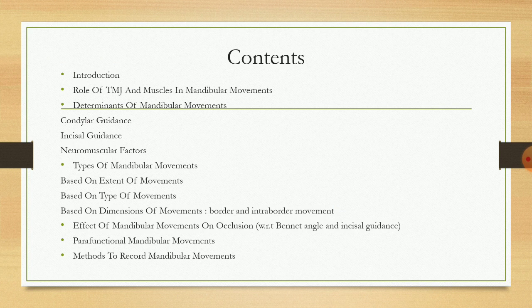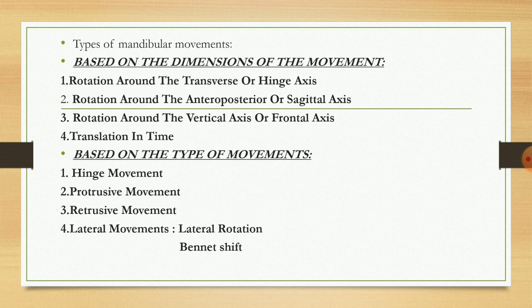Next, there are determinants of mandibular movements like condylar guidance, incisal guidance, and neuromuscular factors. So we need to write about these three factors. Then next is types of mandibular movements. Here is the classification which we need to write about. First is based on extent of movements, then based on type of movements, and then based on dimensions of movement, among which we have border movements and intra-border movements. Next, there is the effect of mandibular movements on occlusion, then parafunctional mandibular movements in short, and lastly methods to record mandibular movements. Among this, I have just written the headings of the types of mandibular movements just to brush up.